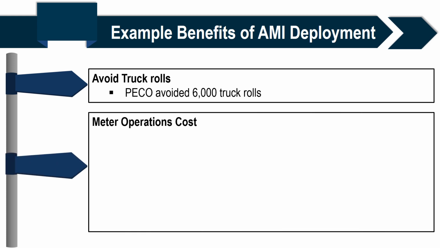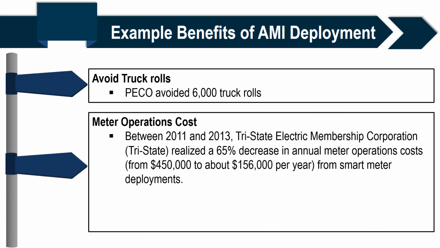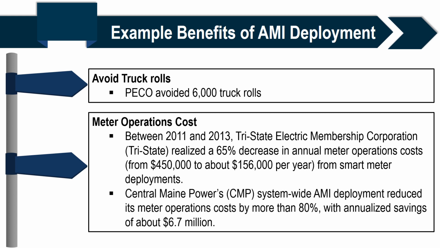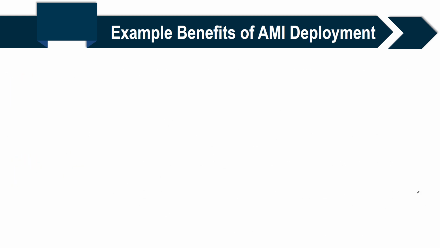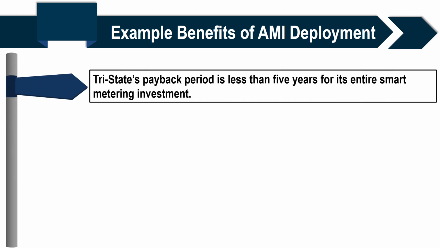For meter operations between 2011 and 2013, Tri-State Electric Membership Corporation realized a 65% decrease in annual meter operations cost. Another example, Central Maine Power, had a system-wide AMI deployment that reduced its meter operation cost by more than 80% with annualized savings of about $6.7 million. The other benefits, like Tri-State's payback period is less than 5 years for its entire smart metering investment.